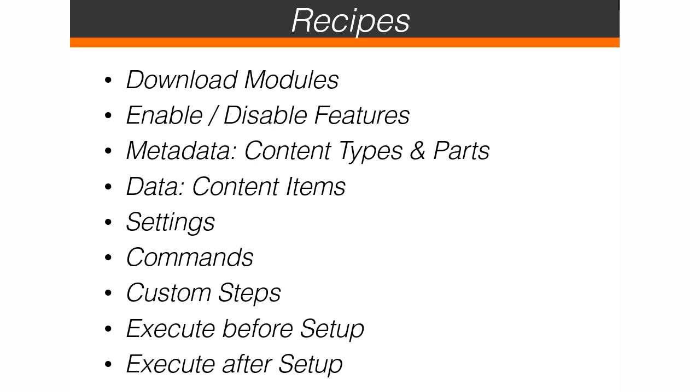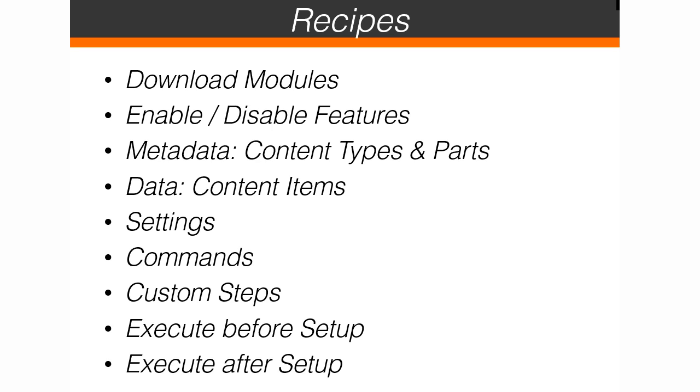Recipes are a really powerful thing. They enable Orchard to import and export content items, content types, and parts. It allows you to enable features, disable them, include data, settings, commands. It's also extensible, so you can implement custom recipe steps, which will be executed during setup, or you can execute recipes after the fact. So if you have an Orchard instance, you can go to modules, and there's a recipes tab where you can execute custom recipes to quickly set up websites.